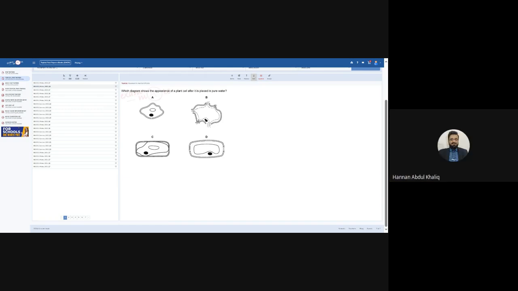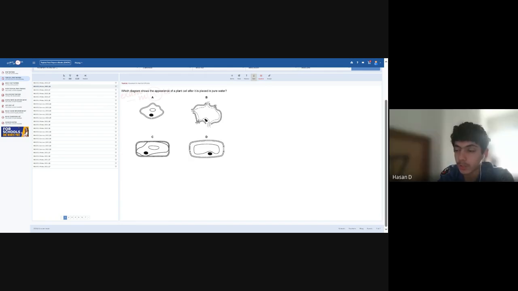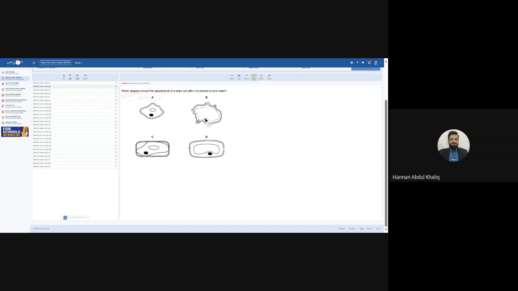So, why did we establish that the water potential outside is higher? Because pure water always has the highest water potential. A cannot be the answer because it's not a plant cell. And the second point is the vacuole has to be very large if the plant is gaining water. Some students could answer B, but we need to remember that the plant cell can never burst. In C, the cytoplasm has to be continuous with the cell wall, and the vacuole has to be swollen if you put it in pure water, because water moves from higher to lower water potential. And D is the answer for the same reason.